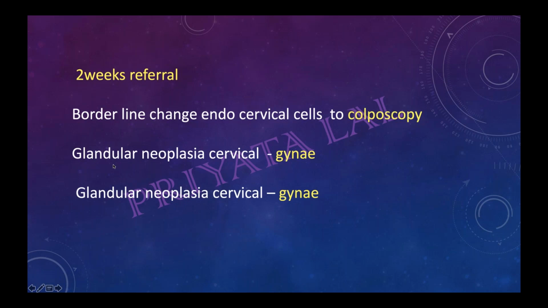This neoplasia thing you already know. Glandular neoplasia, cervical or non-cervical, they will be referred to gynae. They will know what the colposcopist will do from here. So any cancer, it will be referred to gynae team. But any borderline change in endocervical cell, it is very important. Within 2 weeks, it has to be seen in the colposcopy clinic.